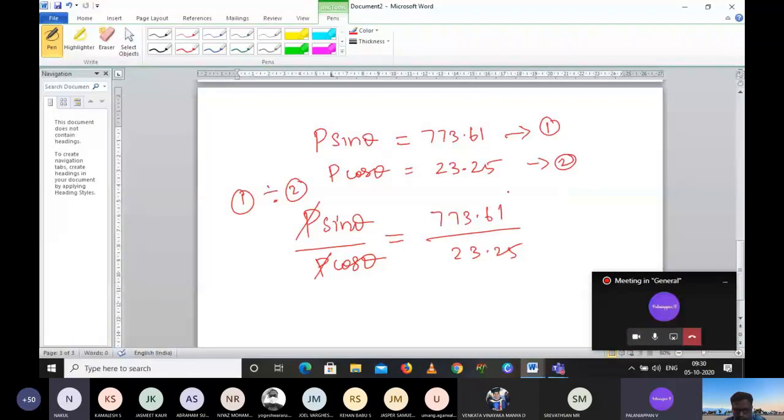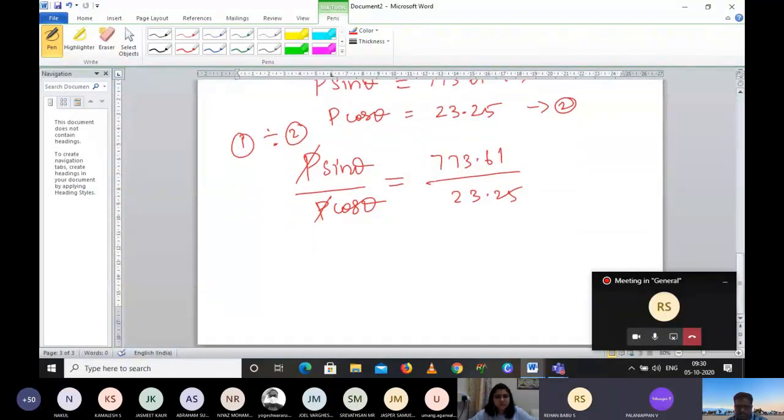Very good. 774.38. Sir, I have the same doubt. I got P as 775 itself, sir. No, 774.38. Very good. We will solve which one is okay. So tan theta is equal to, what is the answer you are getting?